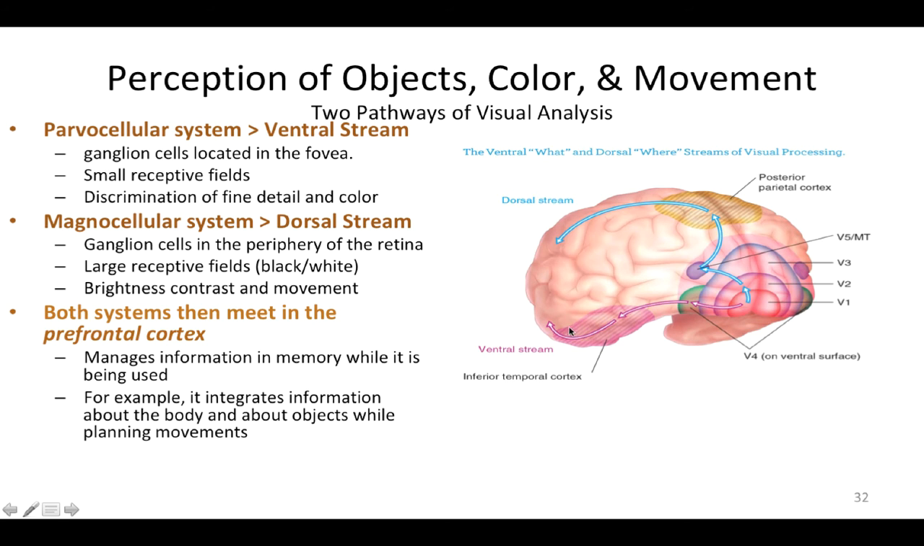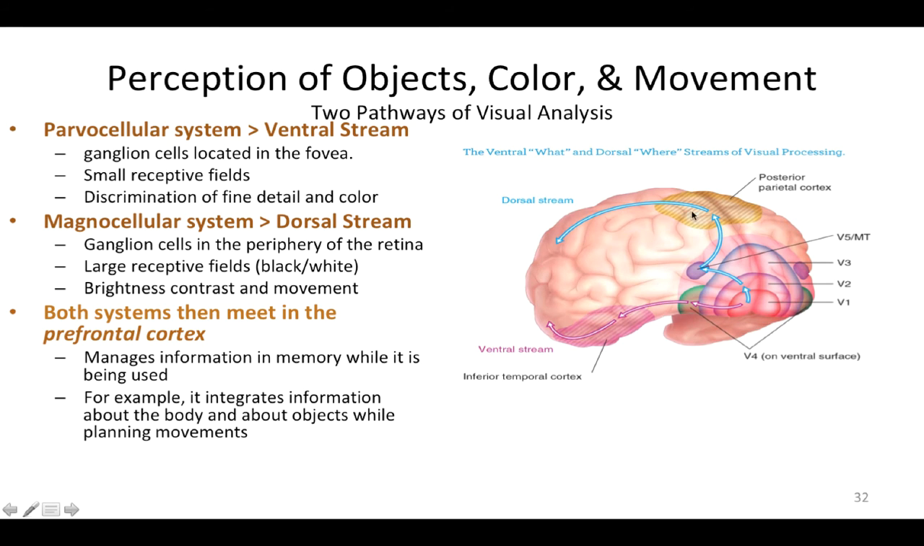This processing path is going to be used in identifying the object or the person that we are looking at. And it uses information provided by ganglion cells that are located in the fovea, so the high resolution, high level of detail, right? These neurons are going to have small receptive fields, so they're just looking at a tiny part of the visual field. As a result, they are helpful in letting us notice differences and distinguish fine detail as well as color.